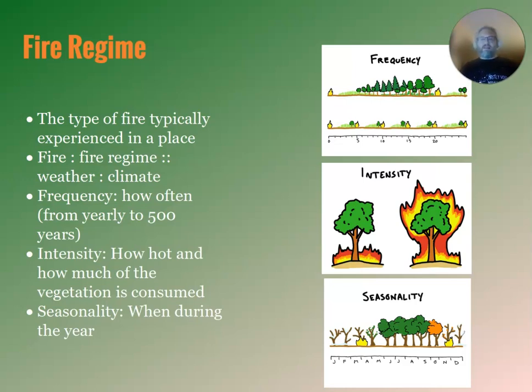Intensity is how hot the fire burns and how much of the vegetation is consumed. So some fires are very cool. Obviously they're hot, you don't want to stick your hand in it, but they're comparatively cool. They're not burning very intensely. They're not consuming lots and lots of fuel. And those kind of fires we often find running along the surface of the ground. So we call those surface fires. They're mostly consuming things like grass, fallen leaves, and branches that are laying on the ground.